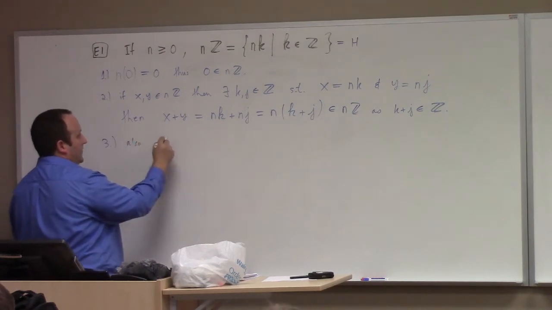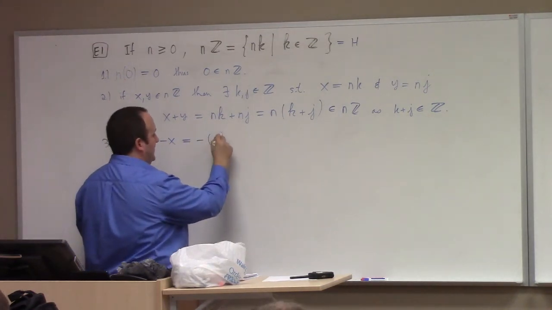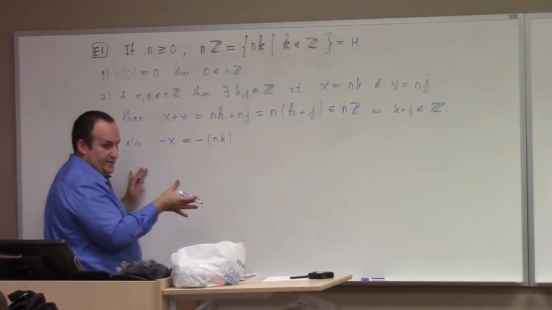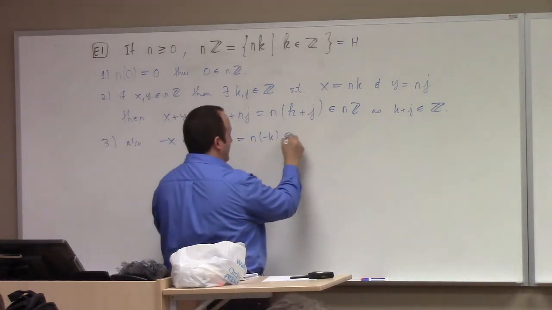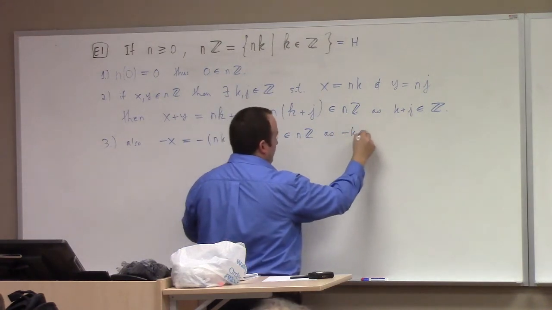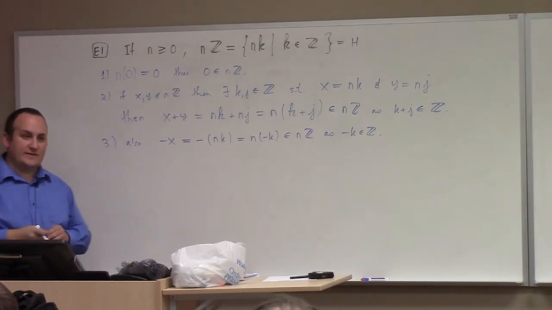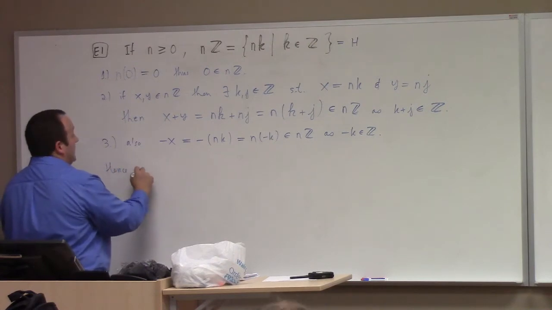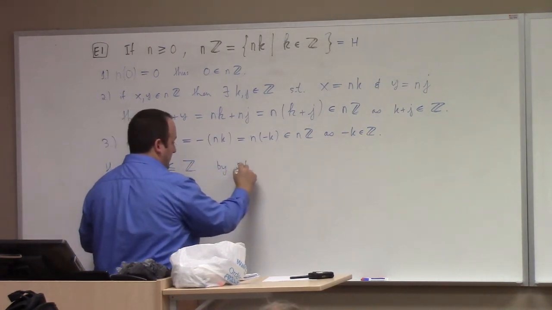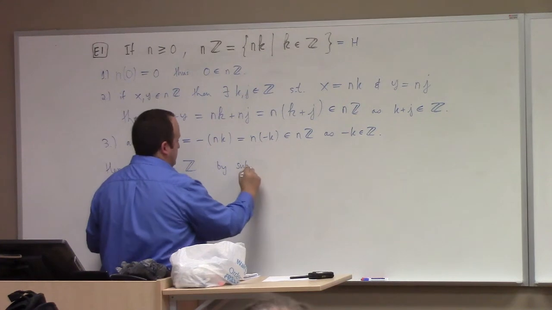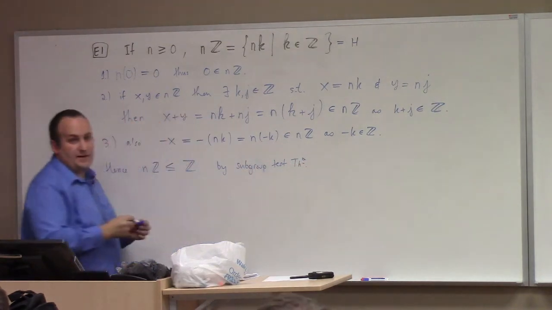Also, how about minus x, the negative of x? This is minus nk, right? Watch this, really complicated. This is n times minus k. And that's an element of nℤ as minus k is an integer, right? So there you go. One, two, three, subgroup. Hence, nℤ is a subgroup of ℤ, additively, obviously, by the subgroup test theorem. I usually refer to this as the subgroup test theorem.